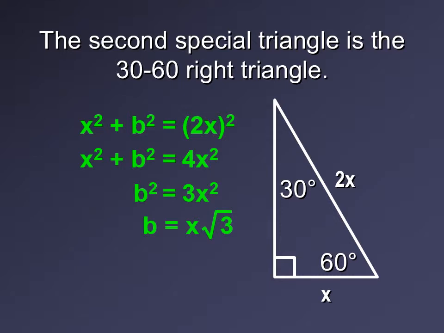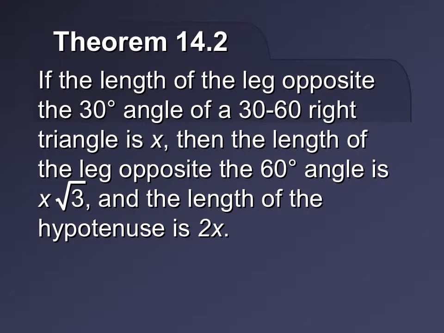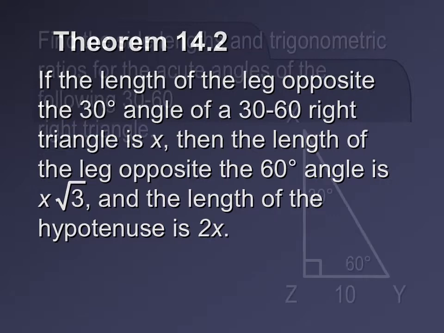So if we know one side of our triangle, the shorter side, then all we have to do is multiply that by the square root of 3 to know the long side, and then we have to multiply it by 2 to figure out the hypotenuse. So the theorem that we just proved says that the length of the leg opposite of the 30-degree angle of a 30-60 right triangle is x. Then the length of the other leg is x square roots of 3. And the length of the hypotenuse is 2x.